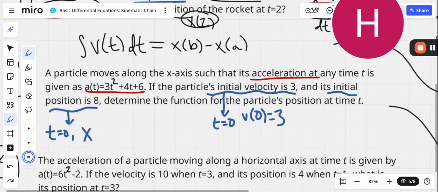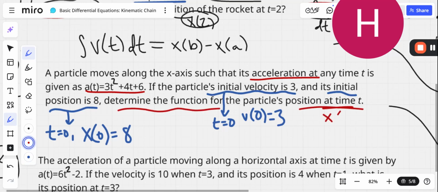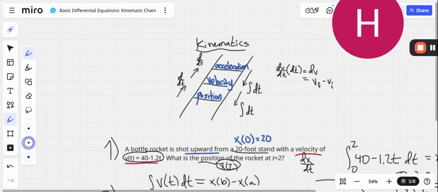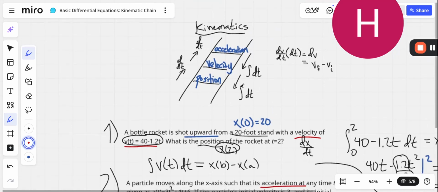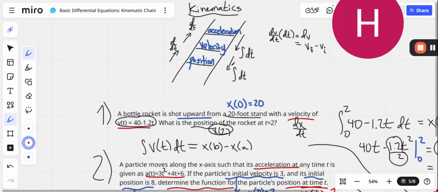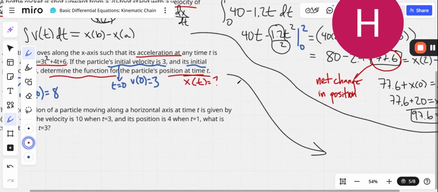You can use x or you can use s. Sometimes you'll see s being used. Doesn't really matter, just pick one. And the goal of the problem is to determine the function for the position. So we're looking for x of t. Well, we're going to have to use this kinematic chain idea. If we're starting at the acceleration this time, we need to take an integral to get to the velocity, and then we need to take another integral to get to the position. So let's get started with that.